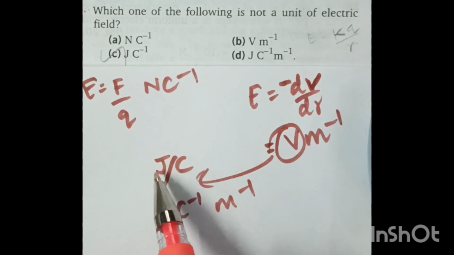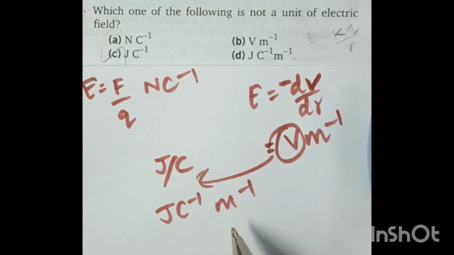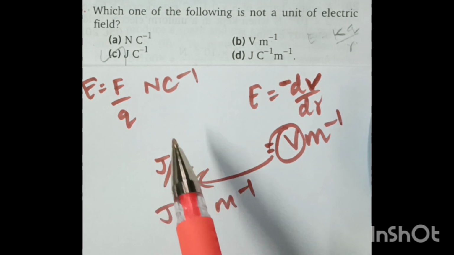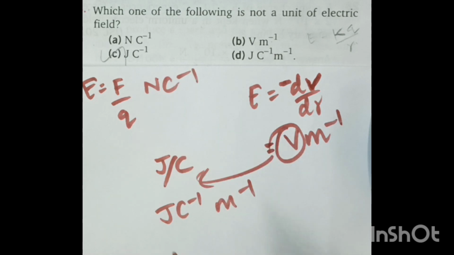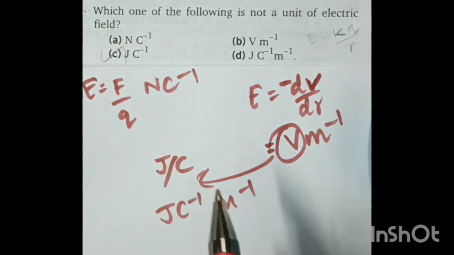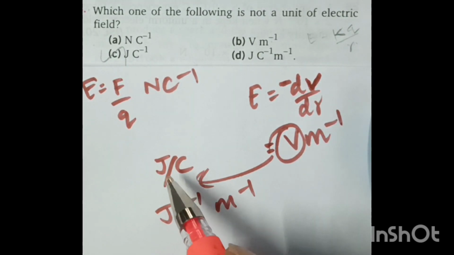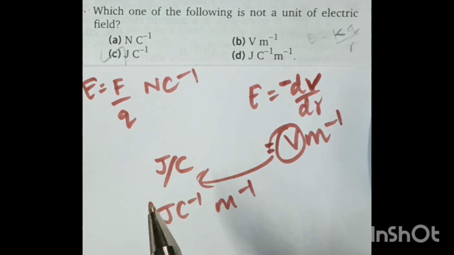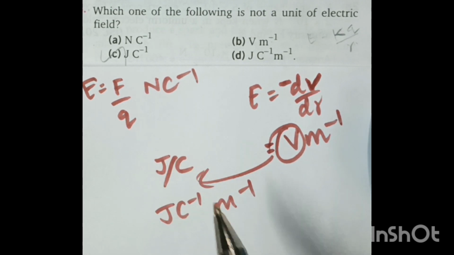So joule per coulomb per meter, that is also another unit of electric field. So the odd option is joule per coulomb. Joule per coulomb is itself volt. Please try to understand. Joule per coulomb, that is work done per unit charge, that is itself volt. So that cannot be a unit of electric field.